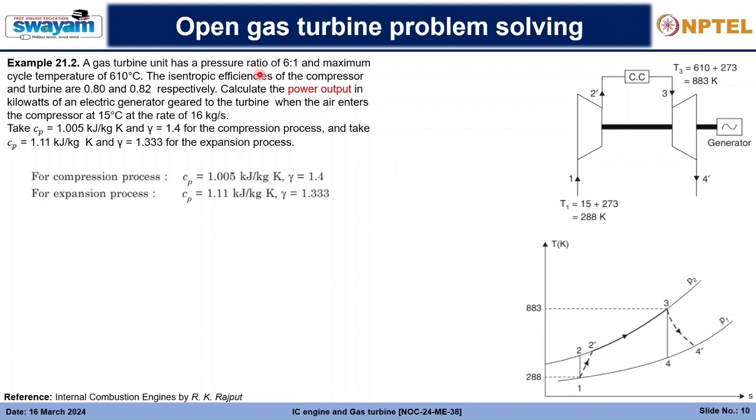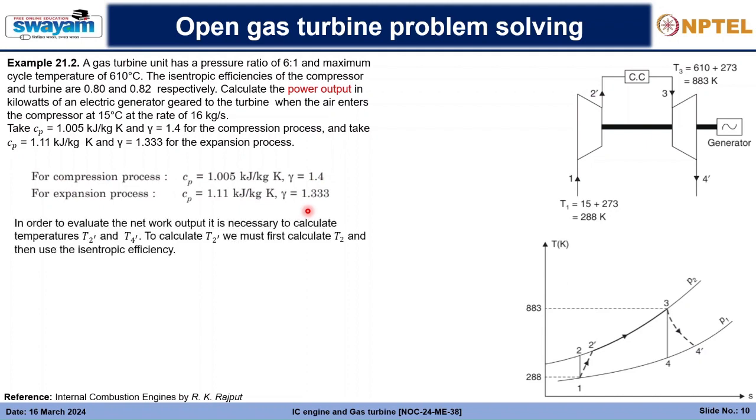So the highest temperature is 610 degrees Celsius. So plus 273, that is 883 Kelvin, and you can see this is the highest temperature. For the compression process, these are the values given. For the expansion process, these are the values given.